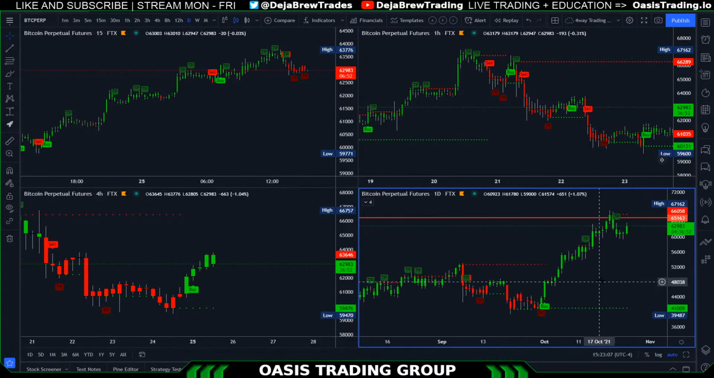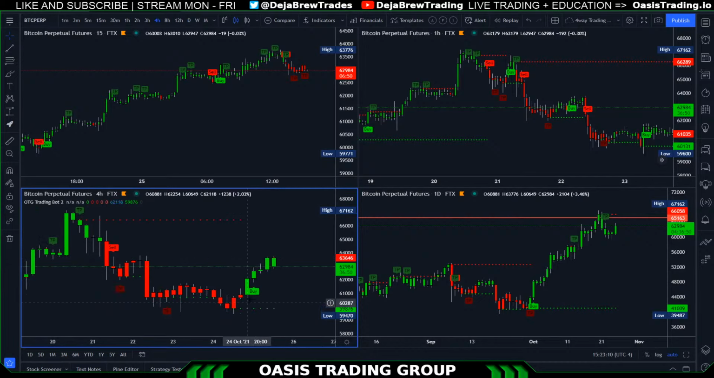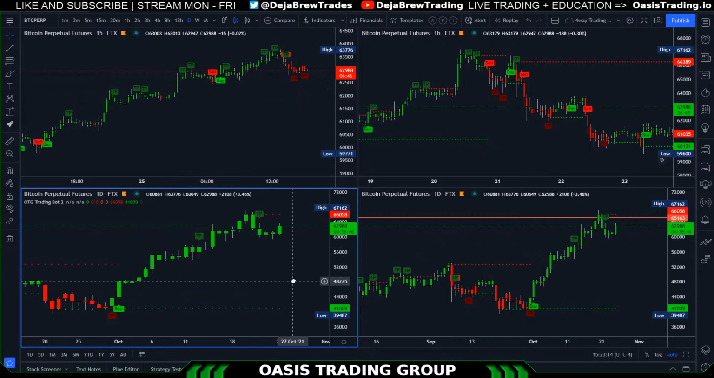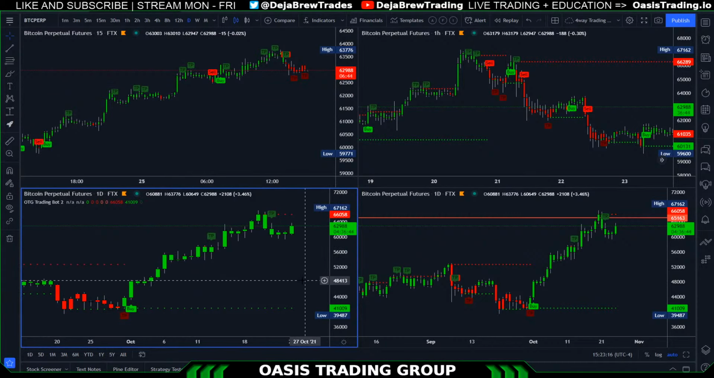So the waterfall technique can be used to find reversals, like I just went over, and it can also be used as re-entry points when it's pulling back on the trend.